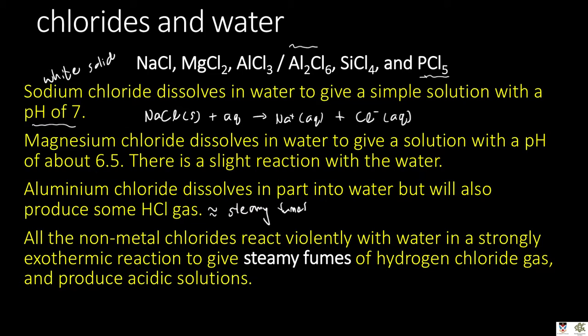And for all the remaining non-metal chlorides, so the silicon tetrachloride and the phosphorus pentachloride, there's going to be a violent reaction with water, which is very exothermic, also referred to as hydrolysis reactions. And both of those reactions will produce hydrogen chloride gas, which you'll observe as steamy fumes. In the slides to follow, I will show some short video clips of these hydrolysis reactions, just to give a better idea of these observations referred to on this page.